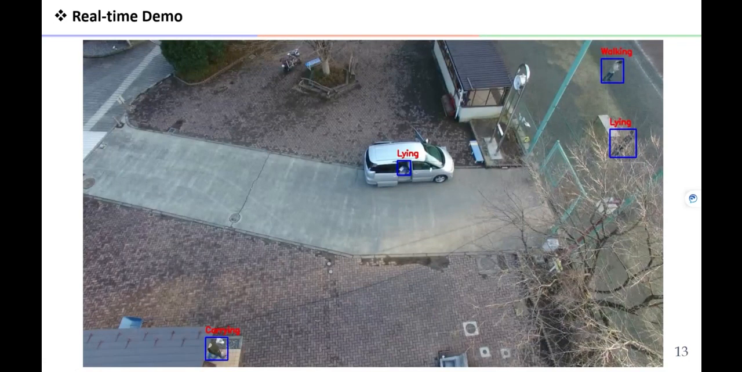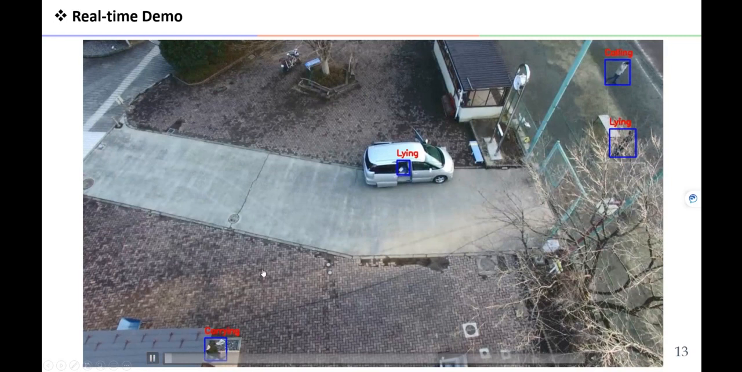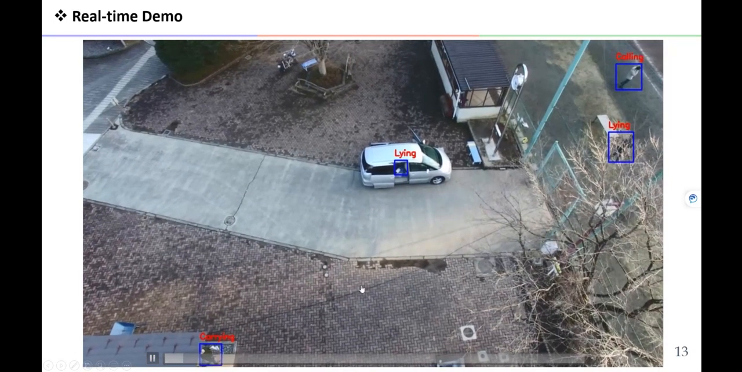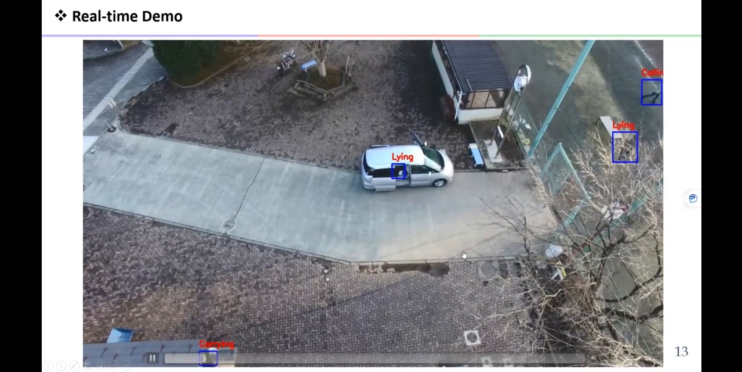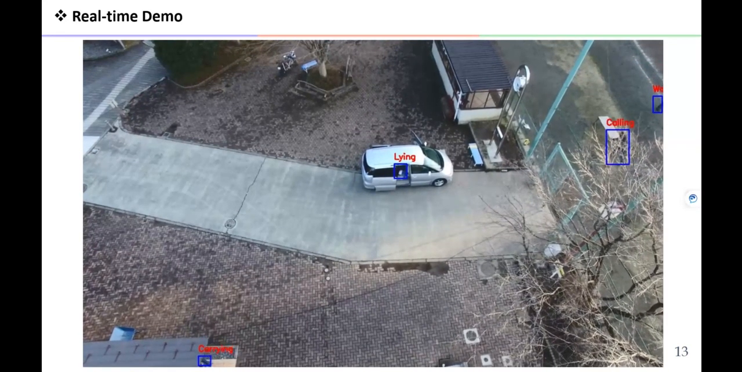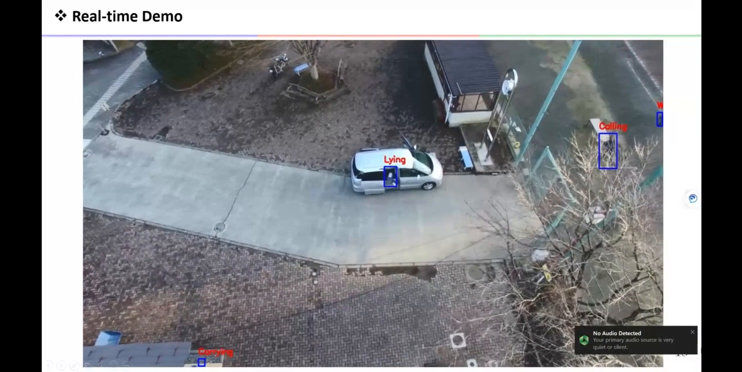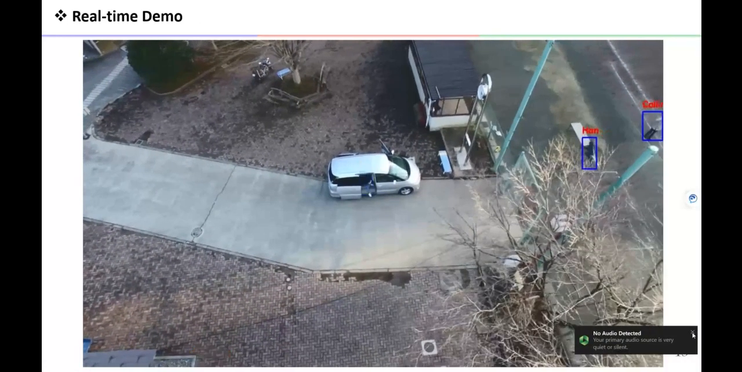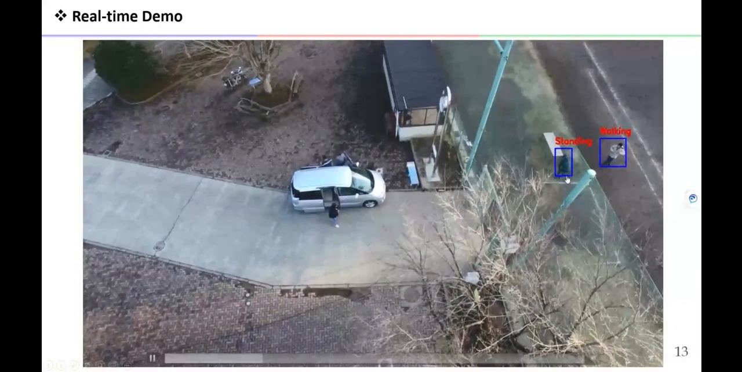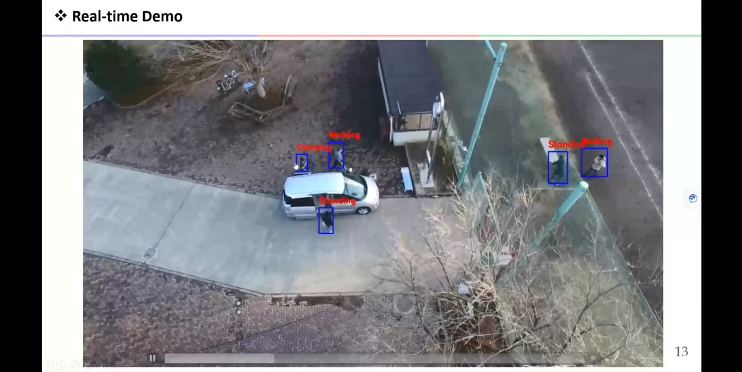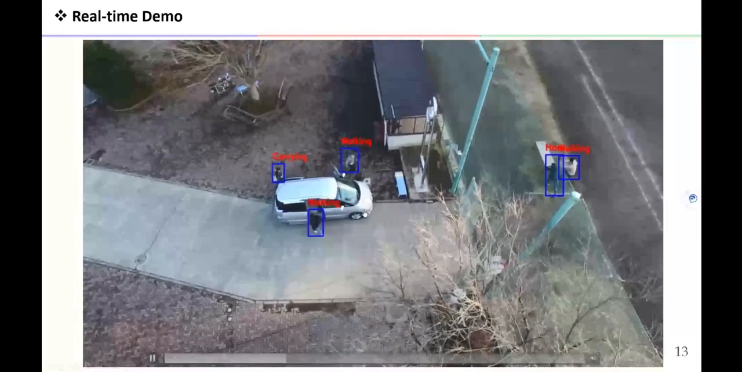So this is a real-time video of the proposed SWTF model. So let me run this. So here you can see carrying, calling, lying, standing, walking, carrying.